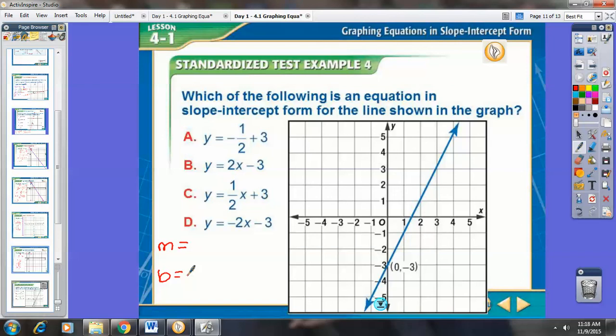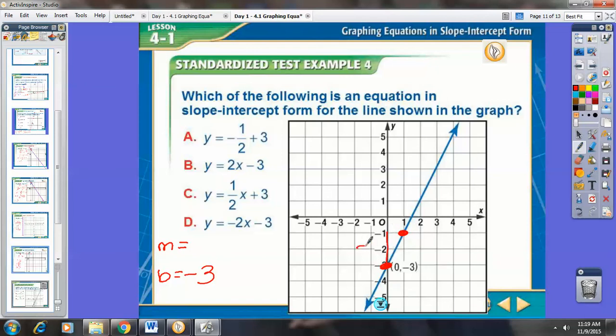Let's look at our graph here. Where does our graph cross the y-axis? 0, -3. So our y-intercept b is -3. We can find our slope by picking another point. That's a good point. And now we can use rise over run to find our slope.